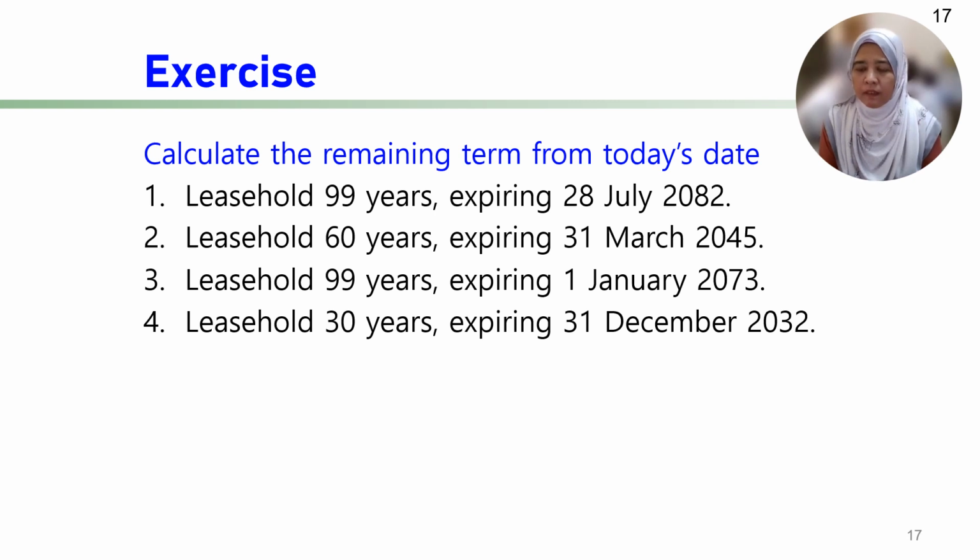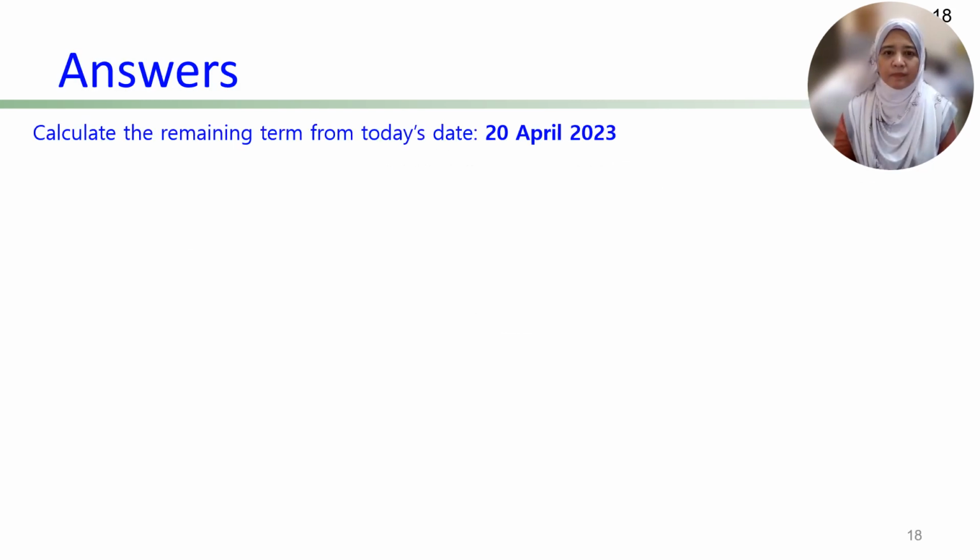Now it's very important for us real estate people lah to know how to calculate the remaining term. Okay, the remaining term. Now let's do this together. Calculate the remaining term from today's date and assume that today's date is 20th April 2023. Can you freeze this slide and then calculate the remaining term from 20th April 2023? Okay, now this slide will show you the answers. Please don't peep, do the calculation first to make sure that you know how to do it.